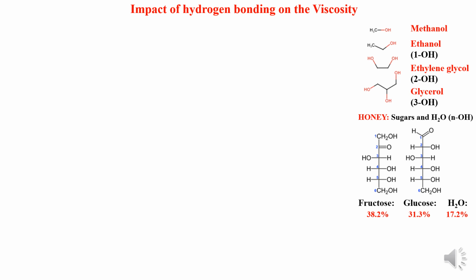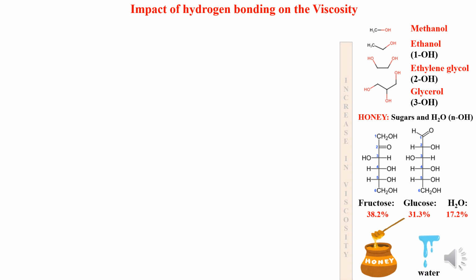Now, as already mentioned, sugars are polyhydroxyaldehydes like glucose or polyhydroxy ketones like fructose. Because of the presence of multiple hydroxy groups, they tend to participate in multiple dipole-dipole interactions, that is hydrogen bonding. And because water is also one of the components of honey, it too participates in hydrogen bonding. So honey is more viscous than water due to hydrogen bonding.